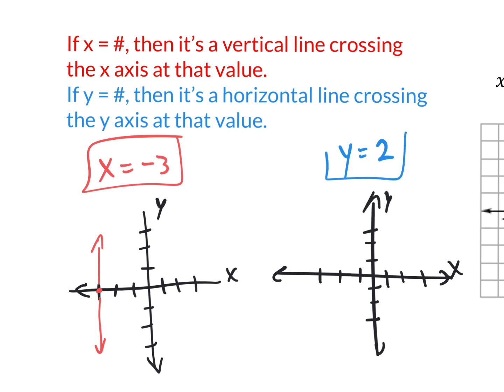Hold on a second here. Y equals 2. You go to the y-axis, you go to 2, you put a dot right there, and you draw a horizontal line going right through it.